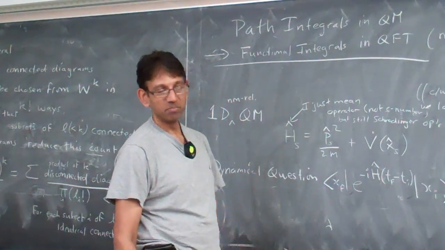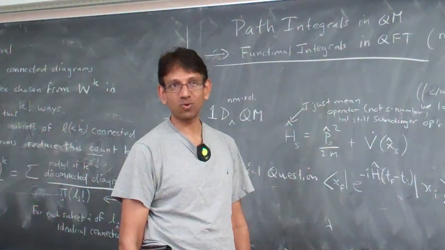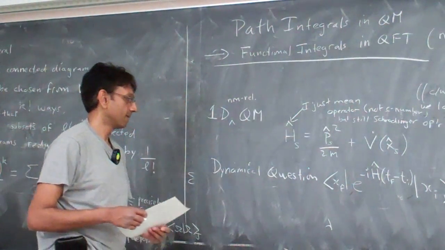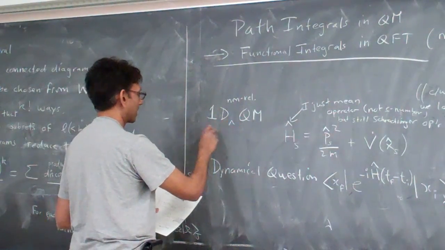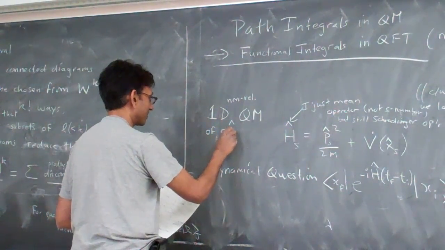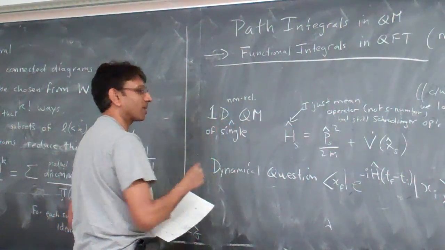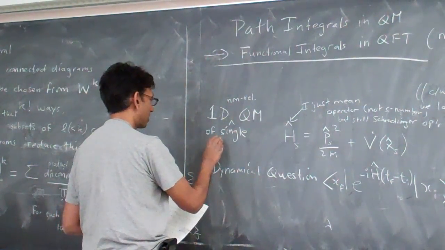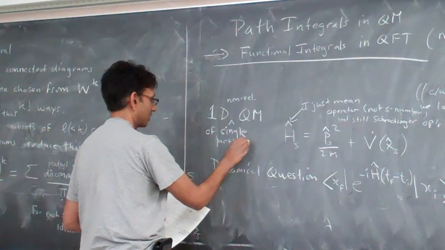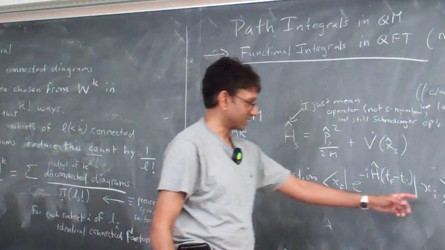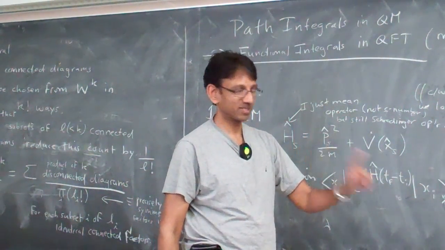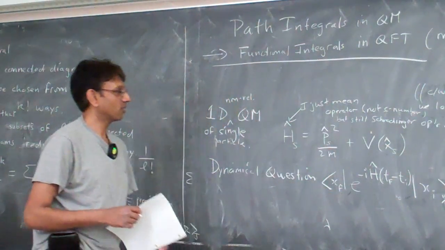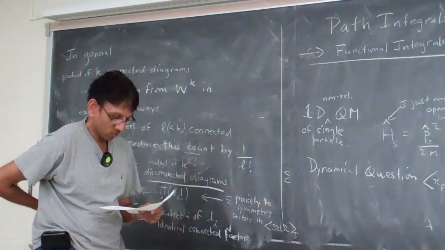So this is the baseline question in non-relativistic quantum mechanics. Sorry, maybe I should have said non-relativistic quantum mechanics of a single particle. There's no field theory, there's no multi-particle anything, it's just a single particle. So that's why I can just label the state by where it is, because there's only one of those particles. So this is the baseline question.